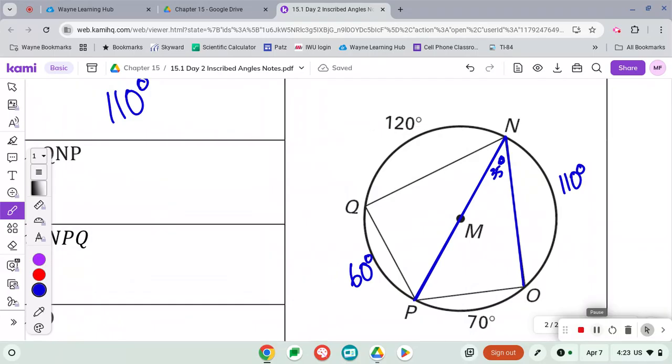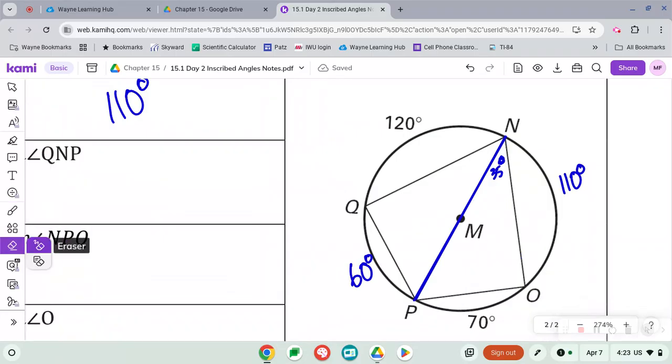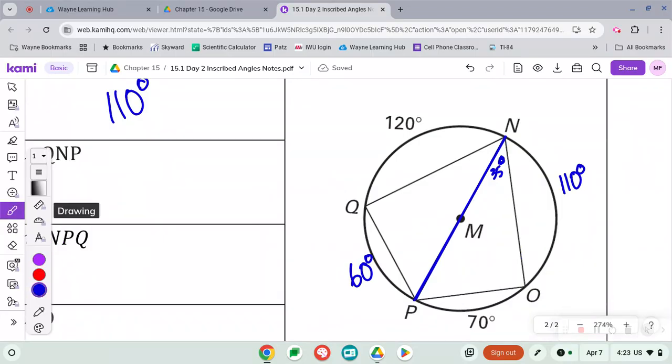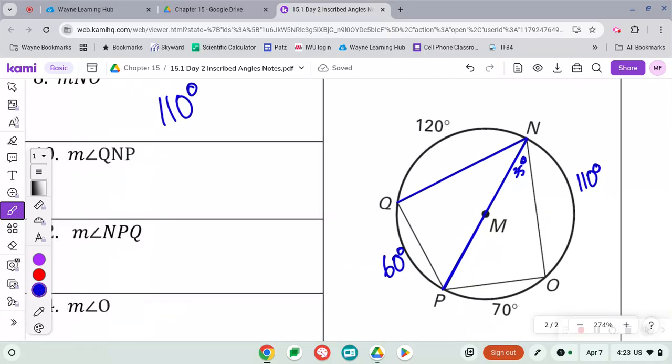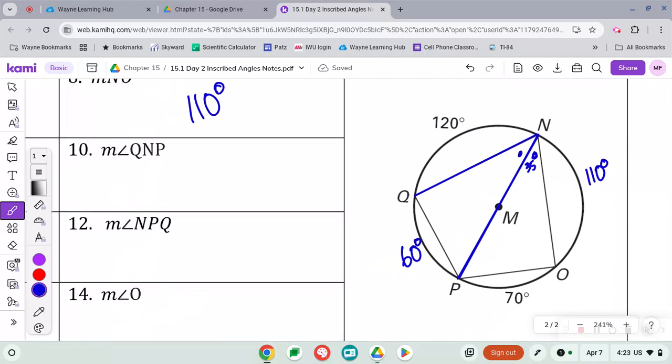Okay. Now, for the next one, QNP. Okay, so let me erase these marks. I'll leave that other one. QNP, that's on the other side. Once again, we'll take it divided by 2. This time, it will be the intercepted arc here, QP. So 60 divided by 2, and we will get 30 degrees. All right. So we'll put 30 right here.